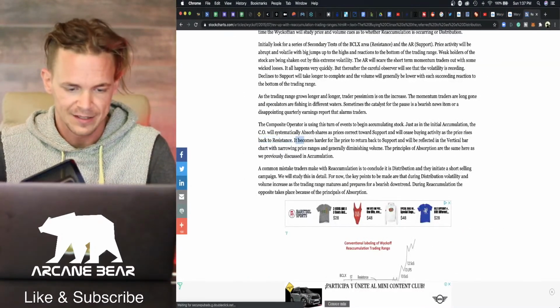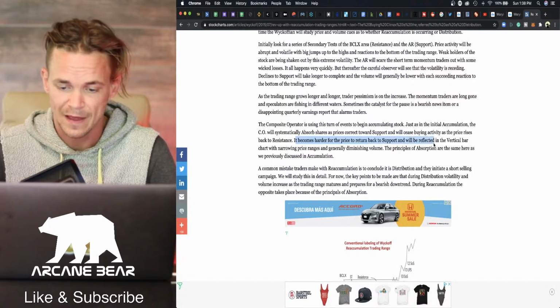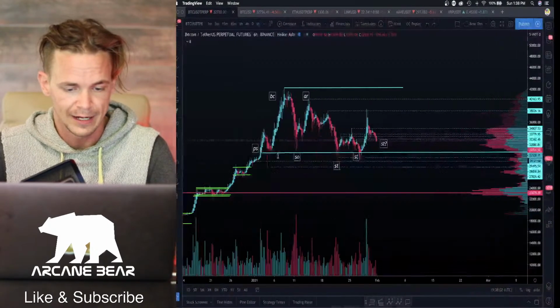Okay, so finalizing this, it becomes harder and harder for the price to return back to the support, and this will be reflected in the vertical bar, again, which we are looking at here.